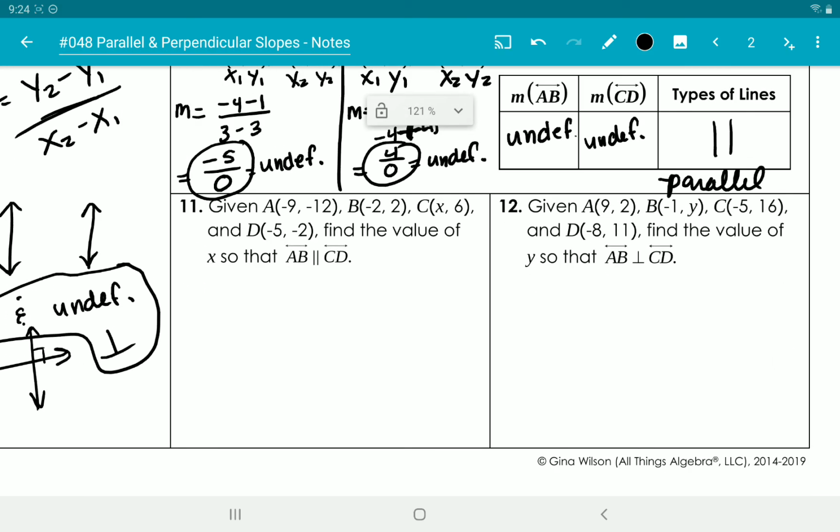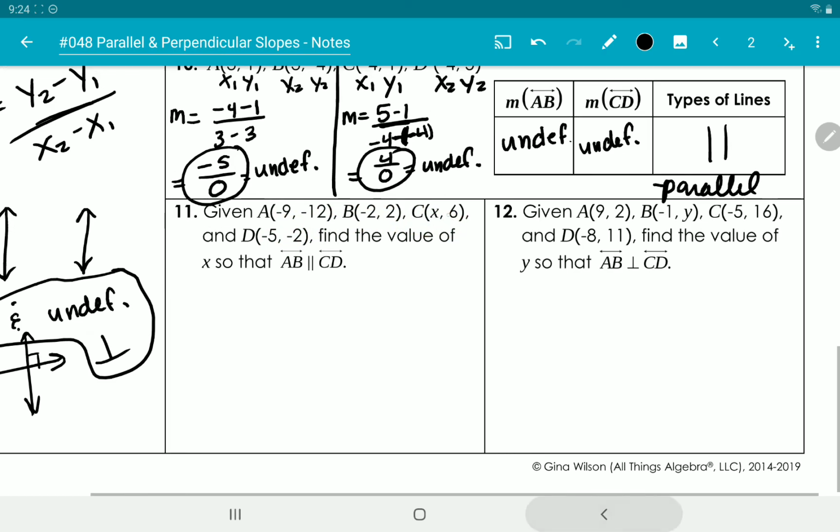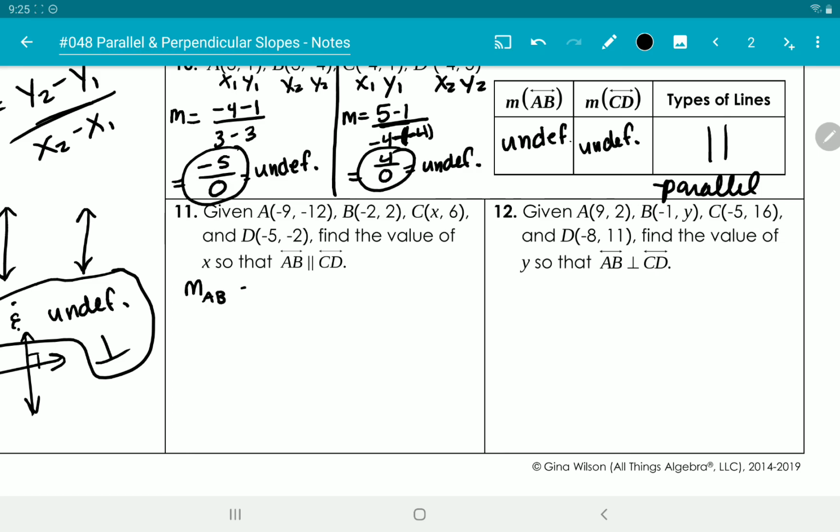Now I'm going to look at number 11. So it gives us 4 points. We have A and B here, and then we have C and D here. But as you can see, this point C has an x, which means we don't actually know what the x value of that point is. And we're going to use these in order to find what x is. So we know that we want AB and CD to be parallel. Parallel means they have the same slope. So we're going to have the slope of AB is equal to the slope of CD.